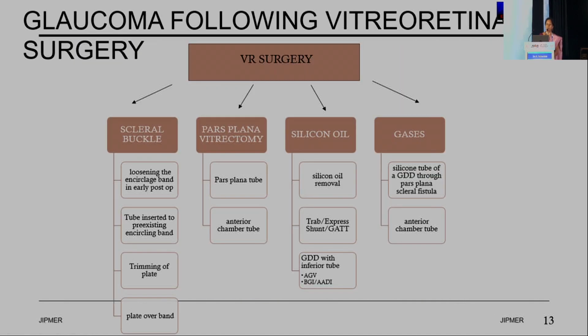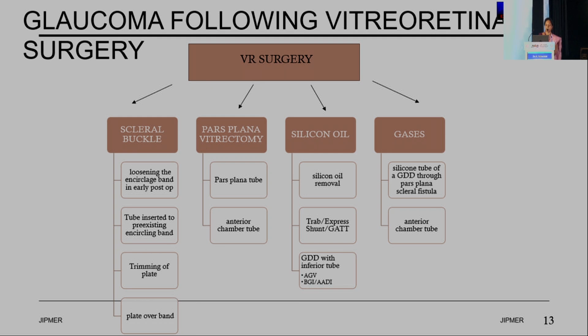Okay. Moving on to the glaucomas following vitreoretinal surgery. Here it depends on what type of surgery. So if it's a scleral buckle, what can be done? We saw the mechanisms which were elaborately told by Dr. Amit. When there's a scleral buckle, in the early stages, you can just think of loosening the encirclage band. That itself would help to control the pressures. If it is an old case of scleral buckle, then some say you can even insert the tube into the capsule of the pre-existing encircling band. The capsule which is formed by the encircling band, into that you can insert just the tube.